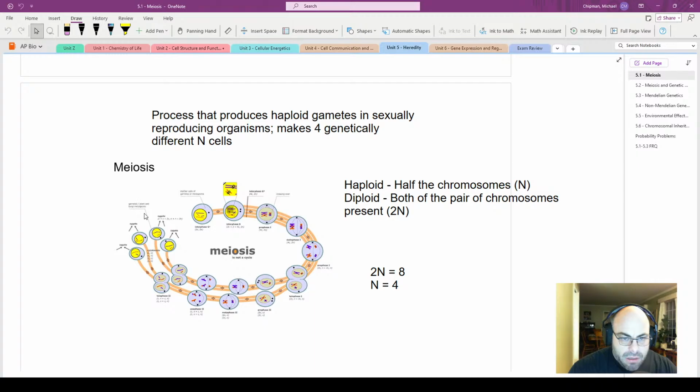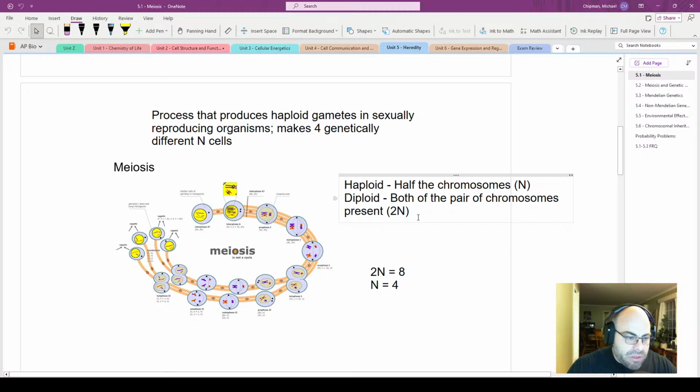Make sure you understand the difference between meiosis and mitosis. Mitosis is making identical cells. Meiosis has the purpose of making gametes, to make haploid gametes. And what is haploid? Well, haploid is having half the number of chromosomes. Diploid is having both of the pair. That doesn't really make sense on its own.